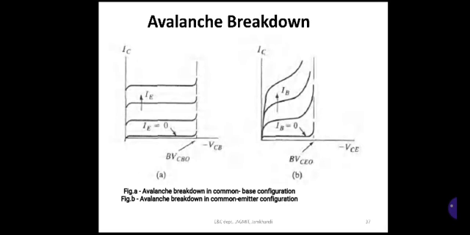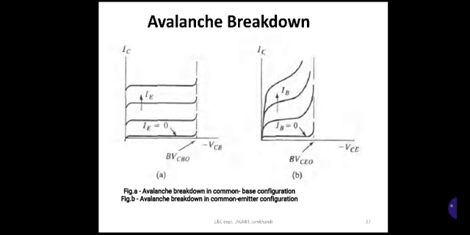Figure A indicates the collector current increases sharply at a well-defined breakdown voltage BVCBO. That BVCBO is nothing but the breakdown voltage at the collector in the common base configuration. Observe the arrow mark that is shown here, BVCBO. Here the collector current increases very sharply at BVCBO, that is for the common base configuration.